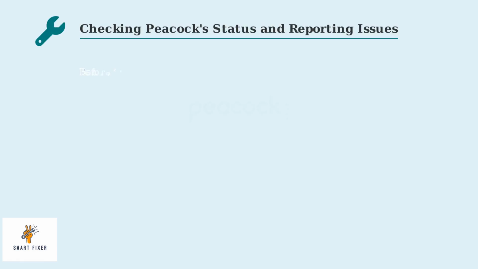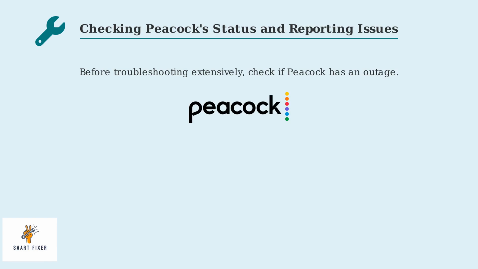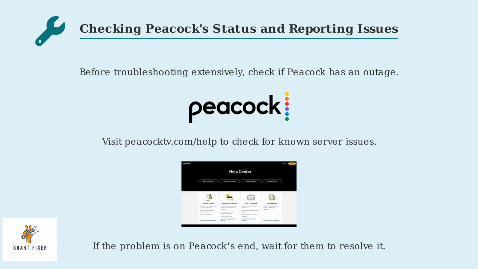Before spending too much time troubleshooting, check if Peacock itself is experiencing an outage. Visit peacocktv.com/help to see if there are any known server issues affecting service. Look for outage notifications or error messages on the help page. If the issue is on Peacock's side, there's nothing you can do but wait for their team to resolve it.